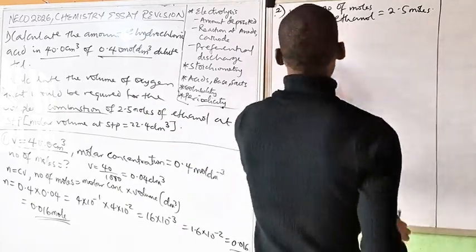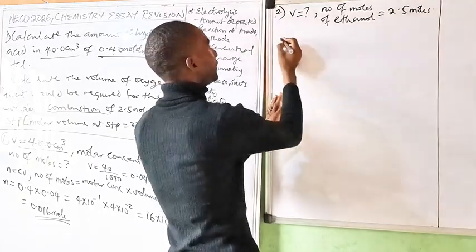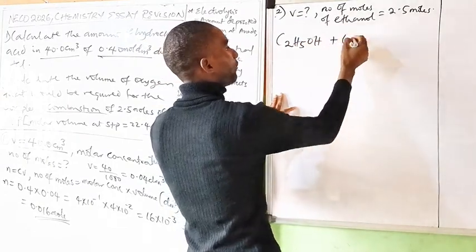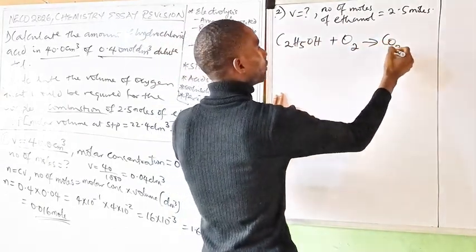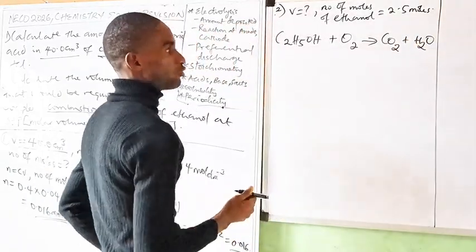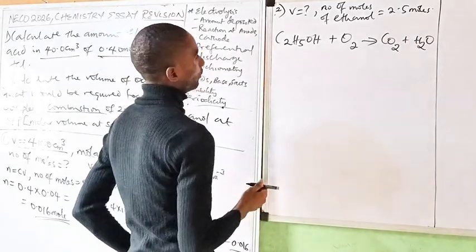All right, so look at it. What's the formula for ethanol? C2H5OH. They are burning it in the presence of oxygen, and the outcome will be CO2 plus H2O. So now we will have to balance the equation. How do we balance this equation?